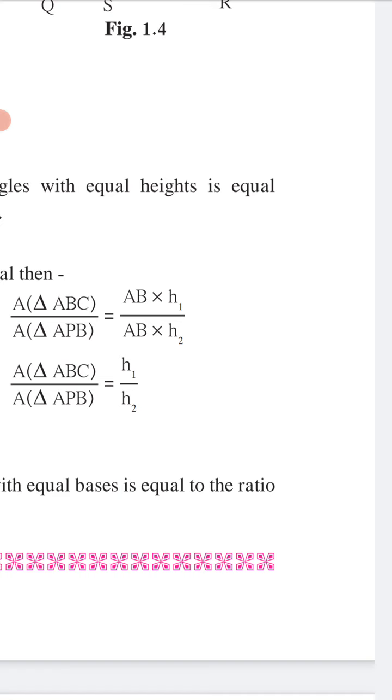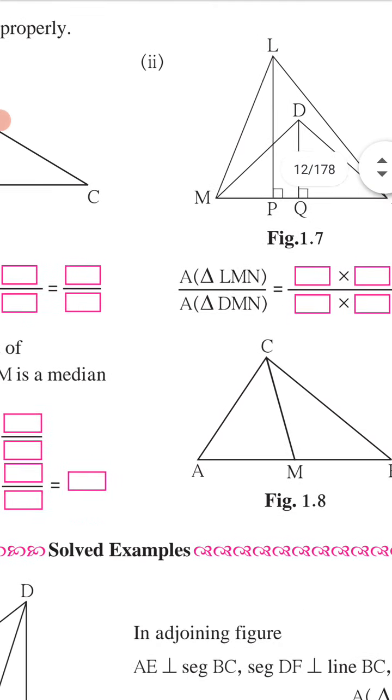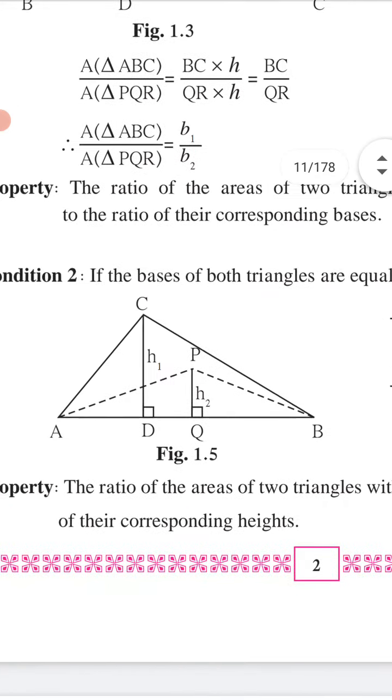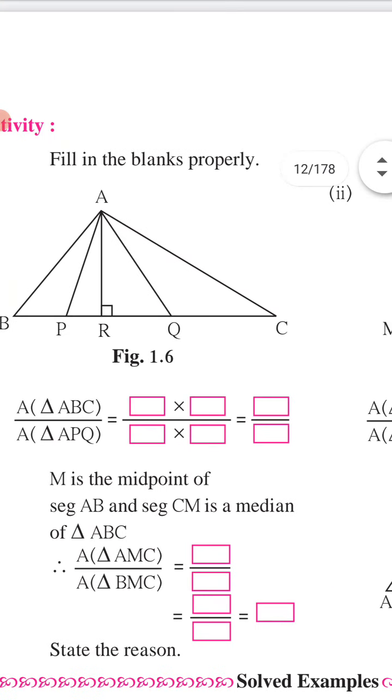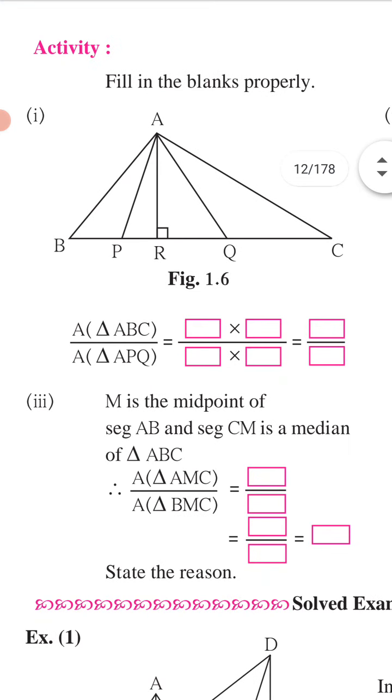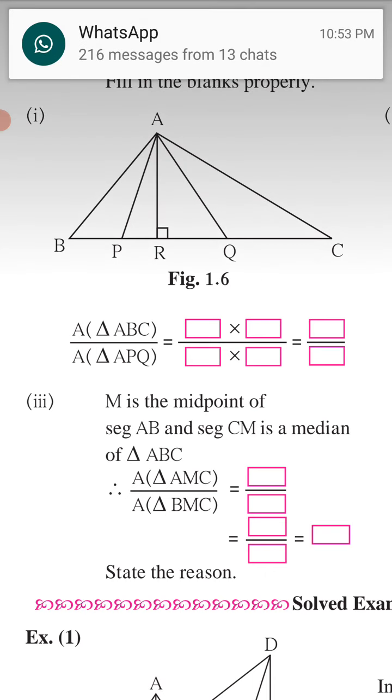Now see the third condition. This is the condition 2. Now see here the activity, student, filling the blanks properly. Here triangle ABC is there. What is the area of triangle ABC here? Area of triangle ABC. Here what should you write in the bracket?